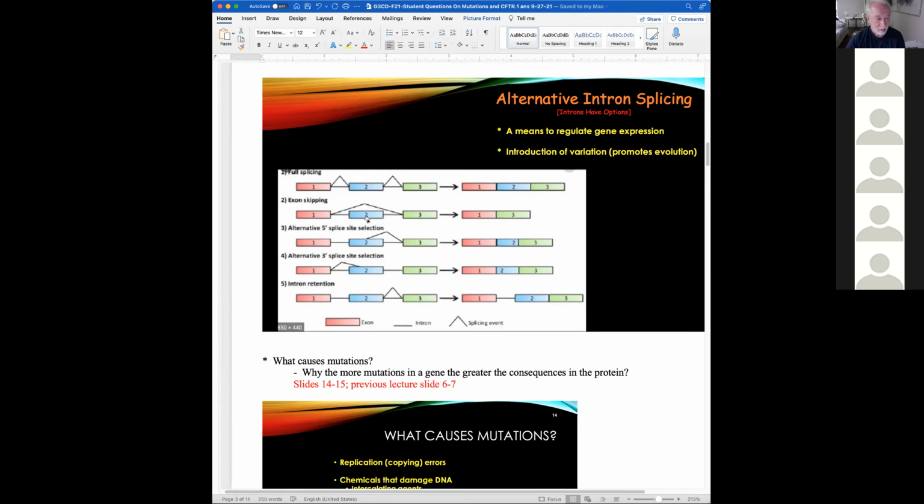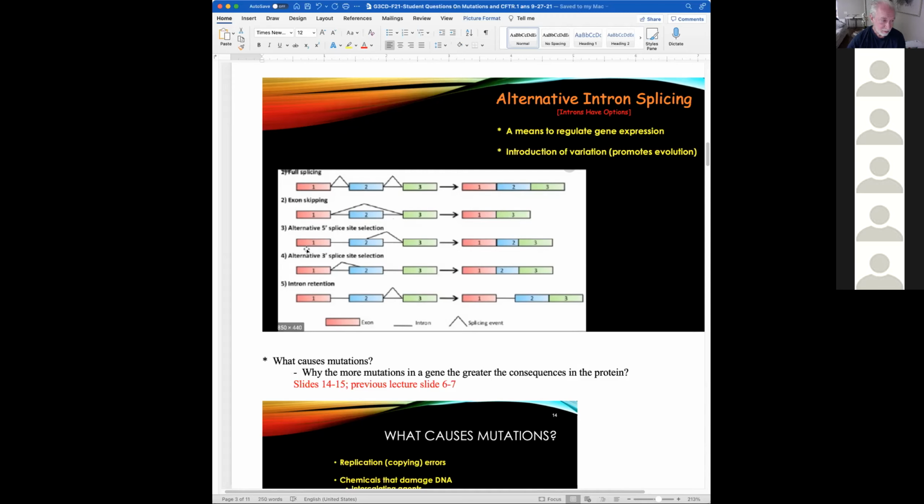Now, an exon can be skipped. So if there's just a splice at the end of the first exon and another splice at the beginning of the 3rd exon, then the entire 2nd exon, along with the introns, are gone. So what you end up with is just exon 1 and exon 3, and that is the coding sequence.